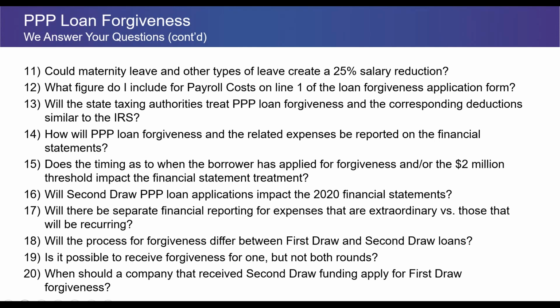Next question, is it possible to receive forgiveness for one but not both rounds? And I would say the answer to that is yes. I think, again, if you can get through the mechanical test of the second draw that Josh mentioned, there's still the economic uncertainty question that needs to be answered. And borrower situations could be different when they received round one versus round two.